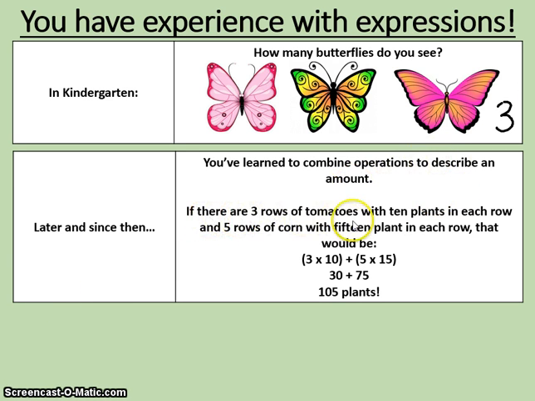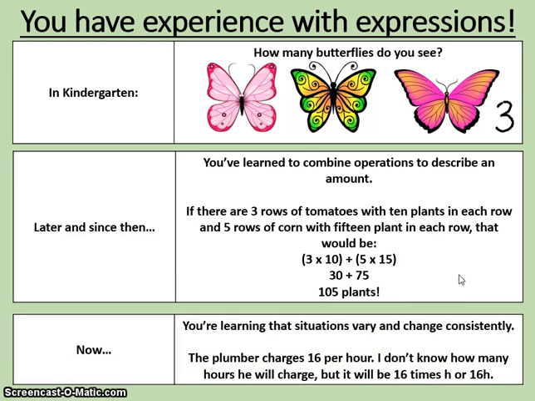If there are 3 rows of tomatoes with 10 plants in each row, and 5 rows of corn with 15 plants in each row, that would be 3 times 10 plus 5 times 15, or 105 plants. You've learned to combine different operations to represent amounts. Now, you're learning that situations vary and change consistently. The plumber charges $16 per hour. I don't know how many hours he will charge, but it will be 16 times H, or 16H.